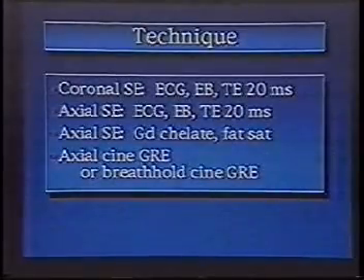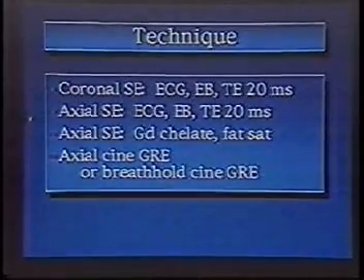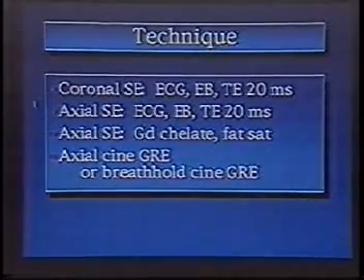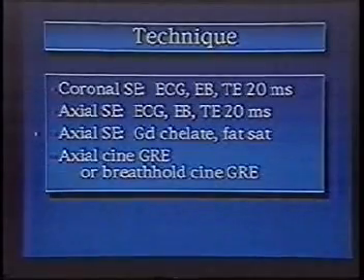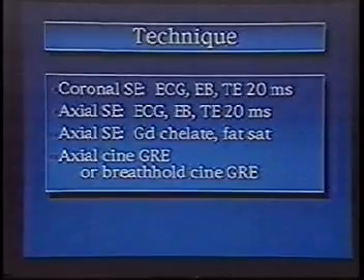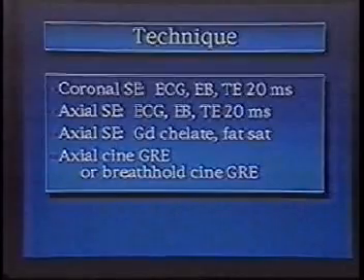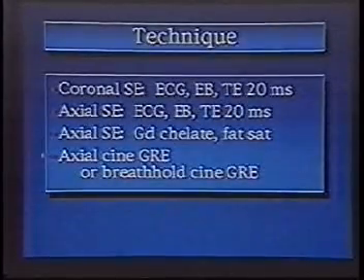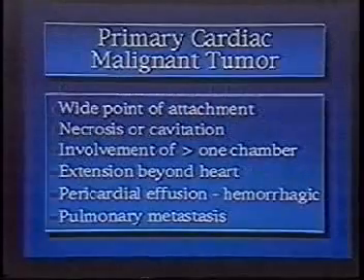Now, what is the technique that we use for MR? For most cardiac MRs, this is the standard technique that we use. We use coronal spin echo, axial spin echo with ECG gating. Both of these are with ECG gating. Then we may use gadolinium, especially if we're looking for a mass, for constrictive pericarditis or hypertrophic cardiomyopathy. Gadolinium helps. Then we finish off with a Cine, and that's a GRE type Cine.